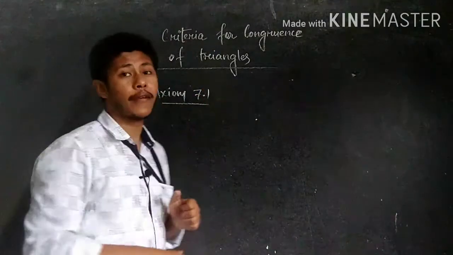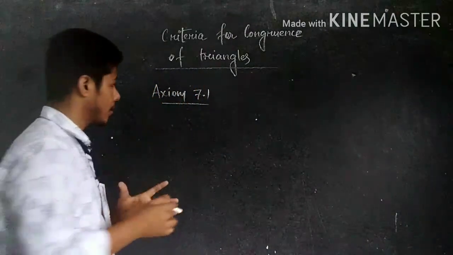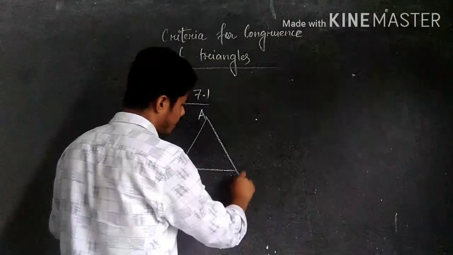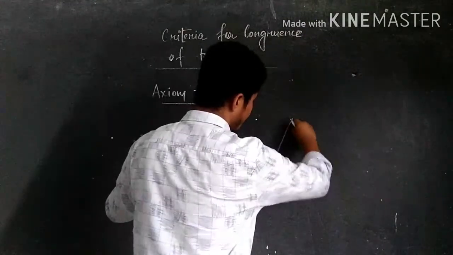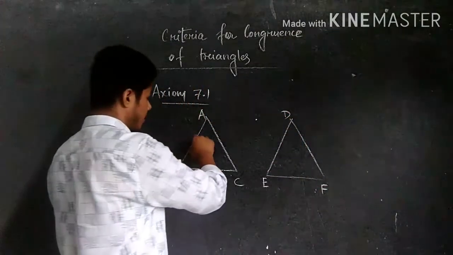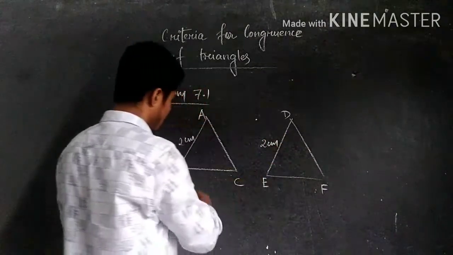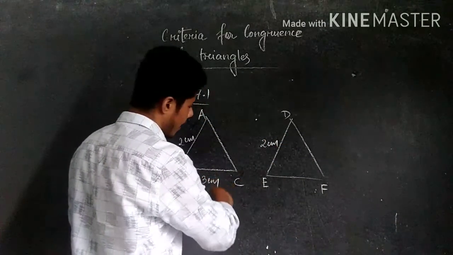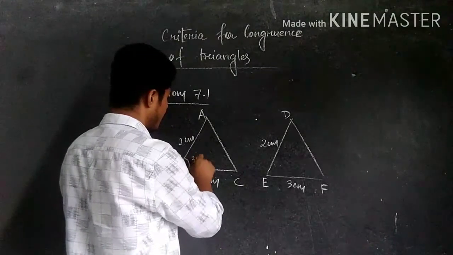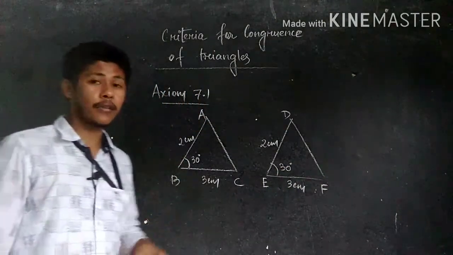7.1. Axiom 7.1. So in axiom 7.1, if you see two figures, first of all, suppose we consider a triangle ABC, and another one, suppose this one is DEF. Now in this case, AB equal to suppose 2 centimeter and DE is also 2 centimeter. Similarly, BC is 3 centimeter and EF is 3 centimeter. And this angle is suppose 30 degree, as well as this angle is also 30 degree.